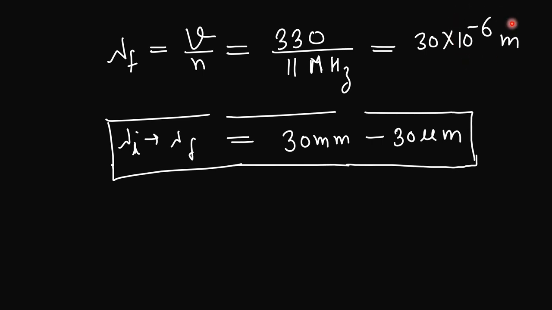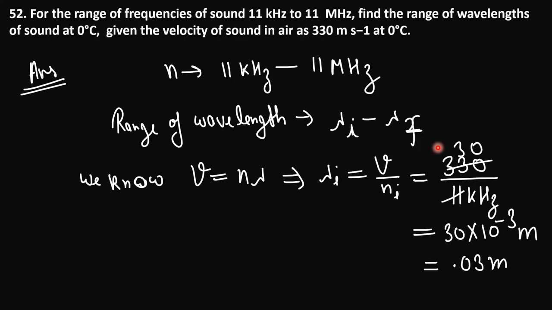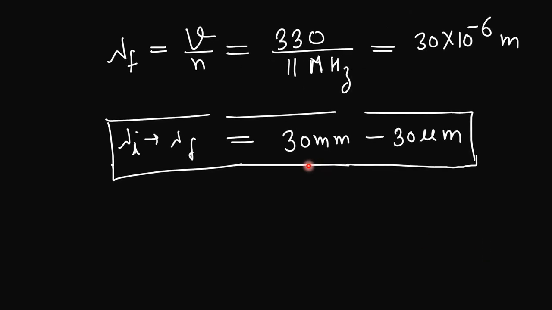Write this 10 to the power minus 6 as micrometer. Okay, and here I have written this 0.03 as 30 millimeter because milli is 10 to the power minus 3. So if I write here 10 to the power minus 3, then we should write here 30. So the range of the wavelength will be 30 millimeter to 30 micrometer. I hope this question will be clear to you.